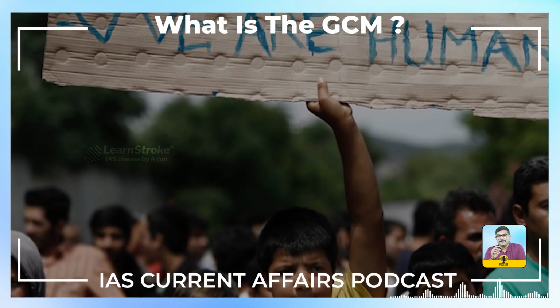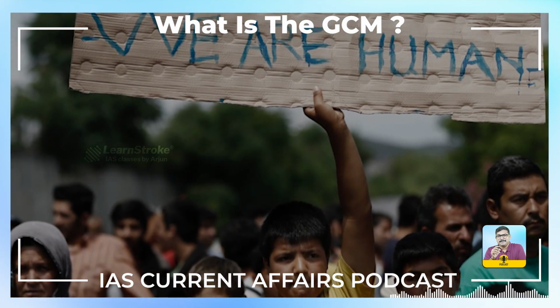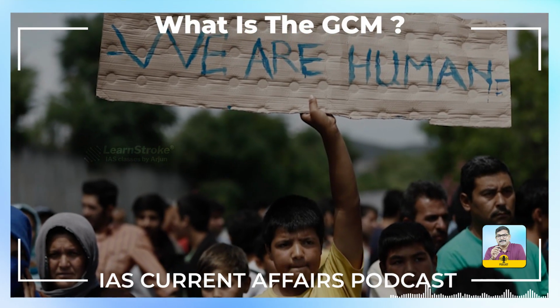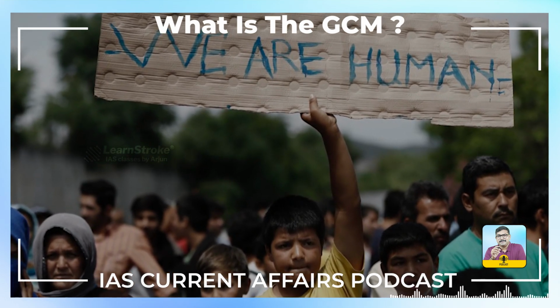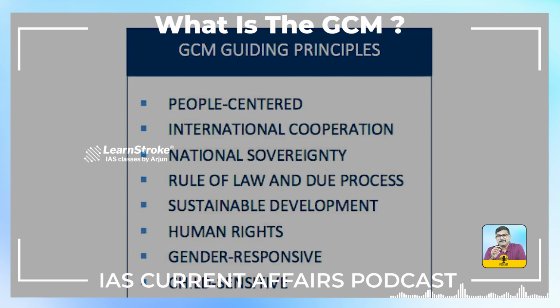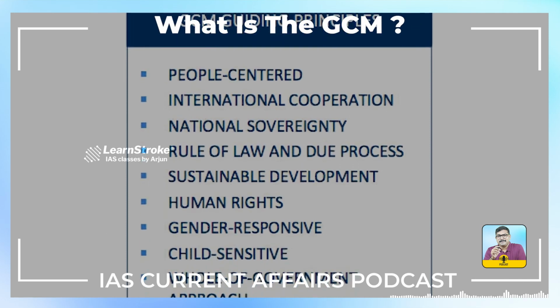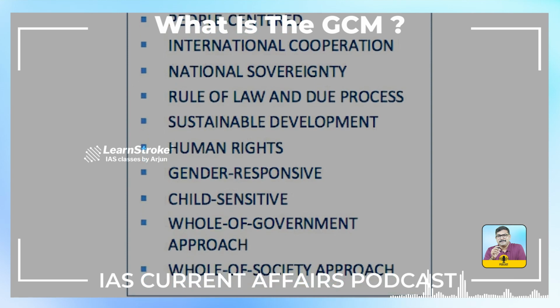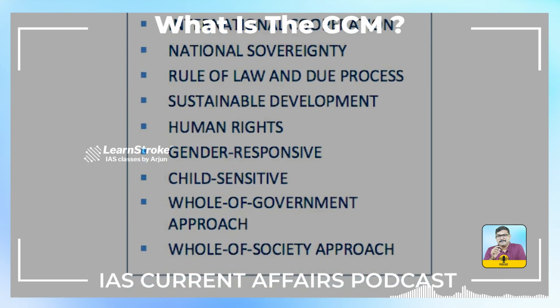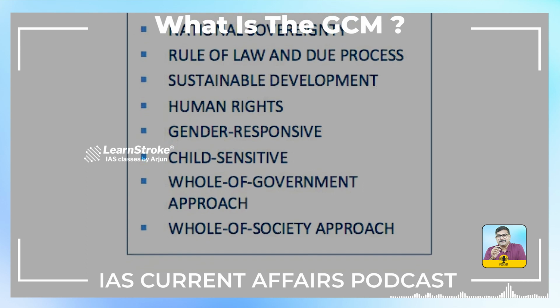The Global Compact is grounded in international human rights law and reaffirms states' commitment to respecting, protecting, and fulfilling all human rights for all migrants. The Global Compact rests on the Universal Declaration of Human Rights and each of the 9 core international human rights law instruments and contains guiding principles on human rights.